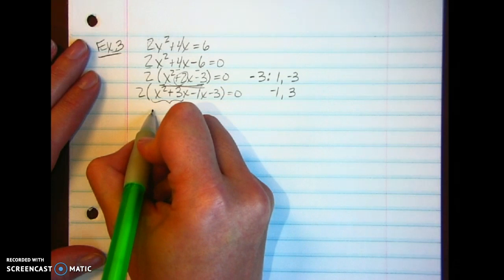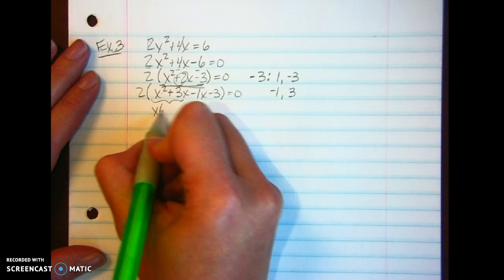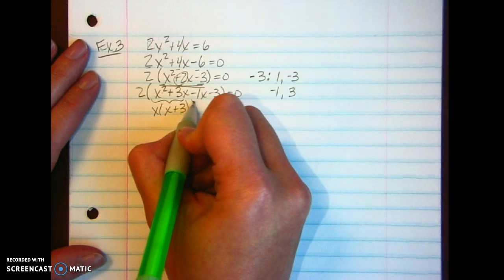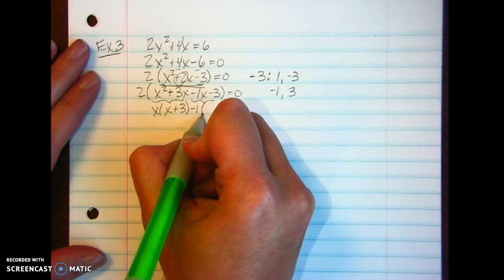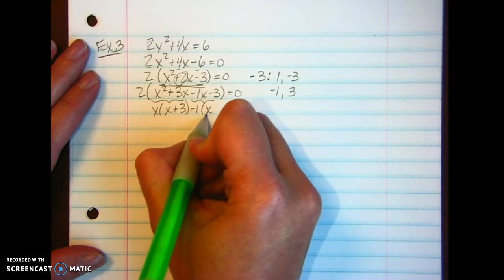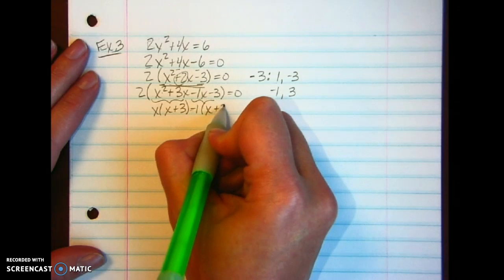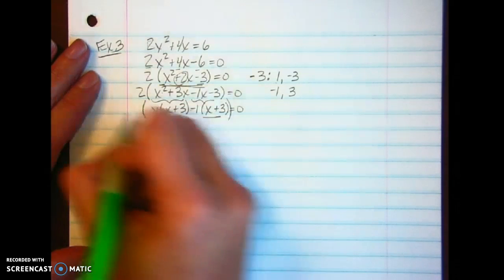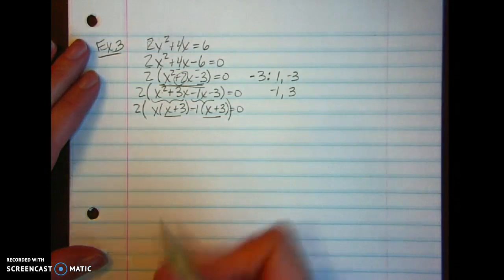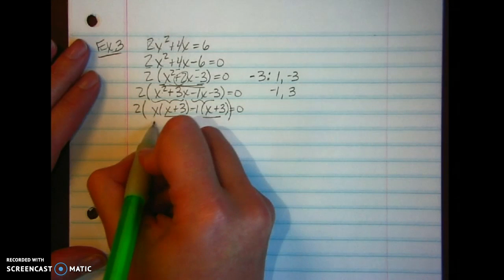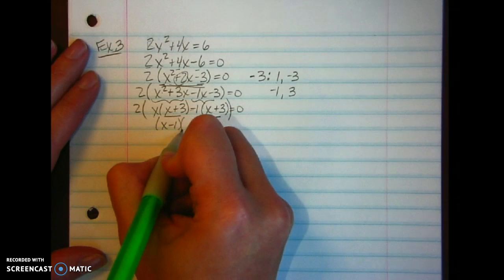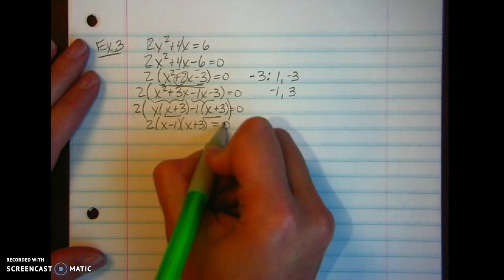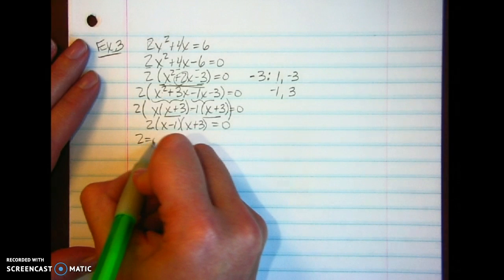Out of the first two terms, I can divide out an x. x squared divided by x is x. 3x divided by x is 3. Out of these two terms, I can take out a negative 1. Negative 1x divided by negative 1 is x. Negative 3 divided by negative 1 is 3. My parentheses are the same. I do still have this 2 hanging out in the front. So now I can regroup x minus 1 in the first parentheses, x plus 3 in the second parentheses, keep the 2 in the front, and now I set each factor equal to 0.